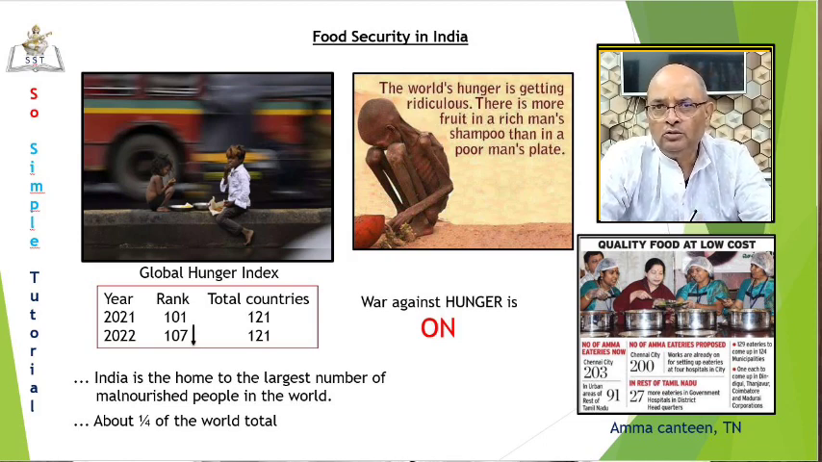So students, since the Green Revolution, the country has produced enough food to feed itself, but it has not been able to wipe out mass hunger.